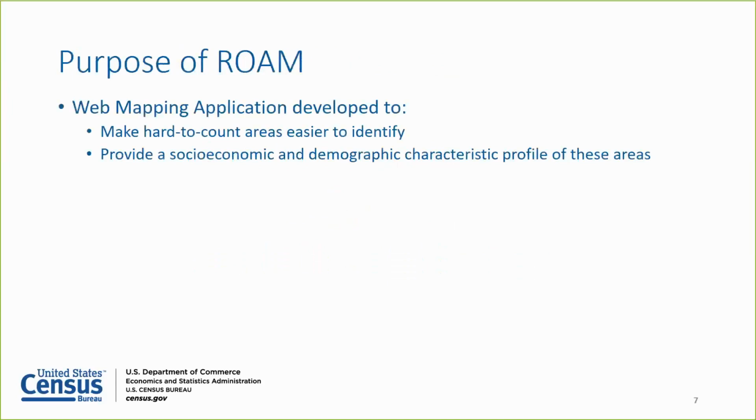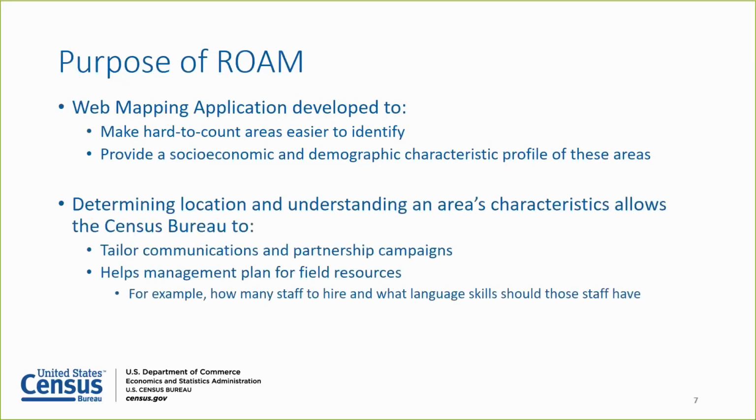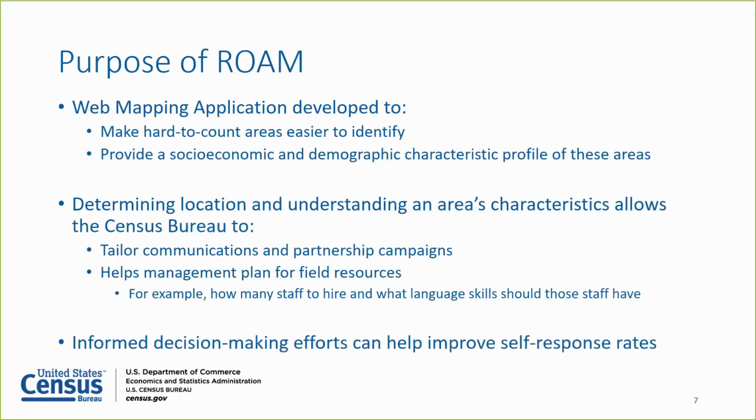So a little bit about the purpose of Rome. Rome is a web mapping application that was specifically developed to make hard-to-count areas easier to identify and to provide a socioeconomic and demographic characteristic profile of these areas. Determining where these hard-to-count areas are and understanding that area's characteristics allows the Census Bureau to tailor communications and partnership campaigns, and it helps management plan for field resources. For example, how many staff to hire and what language skills should those staff have. Ultimately, informed decision-making efforts can help improve self-response rates.